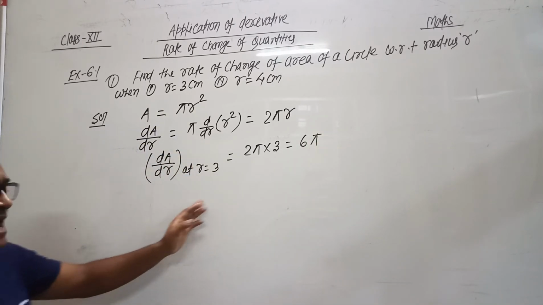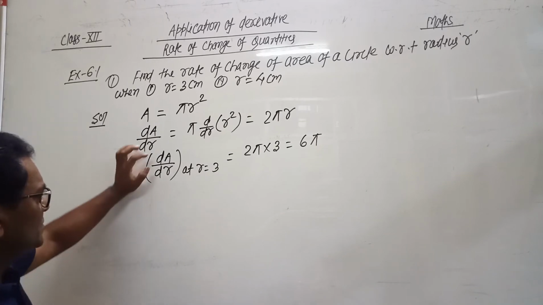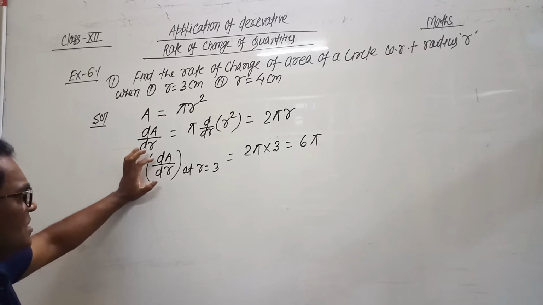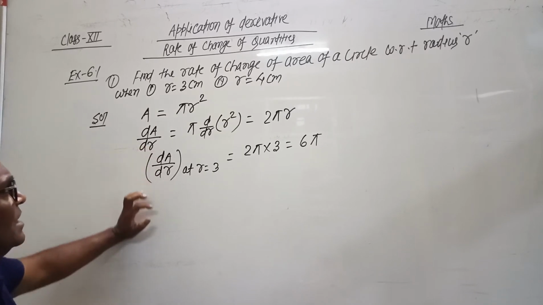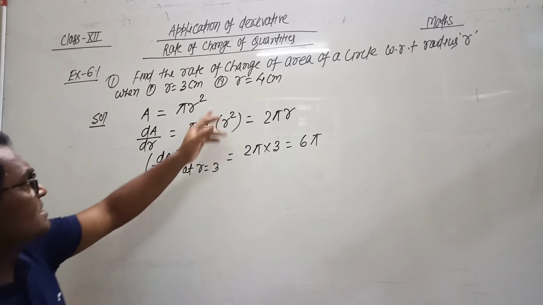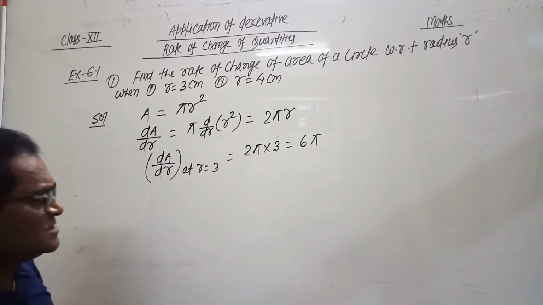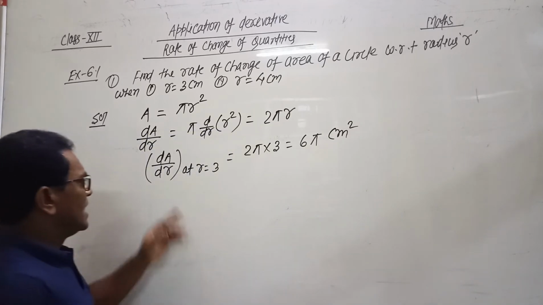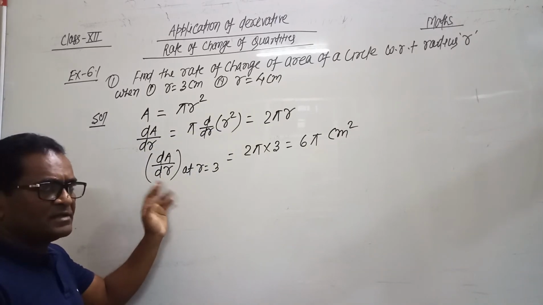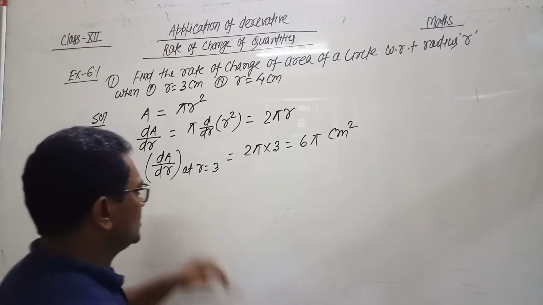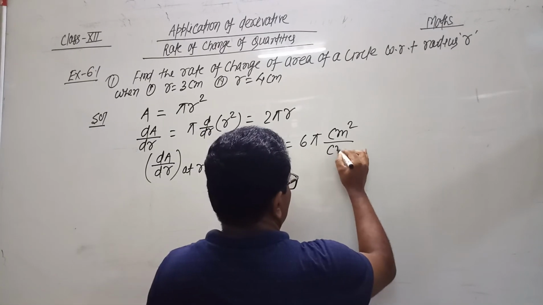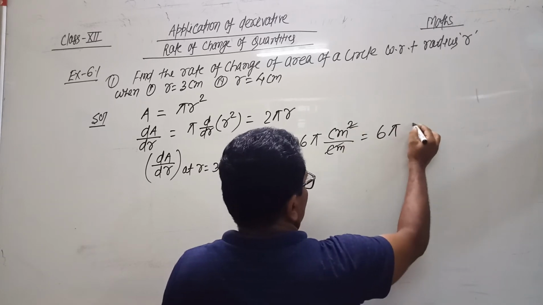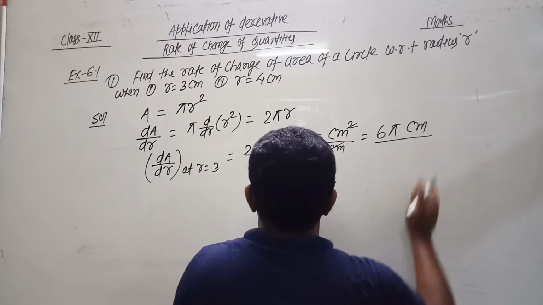And we have to write its unit also. So we are finding change in area with respect to radius, and the unit of area is centimeter square because the radius is given in centimeter. So 6 pi centimeter square, and dr. dr is the radius, its unit is also centimeter. So centimeter square upon centimeters. And the final result will be 6 pi centimeter.